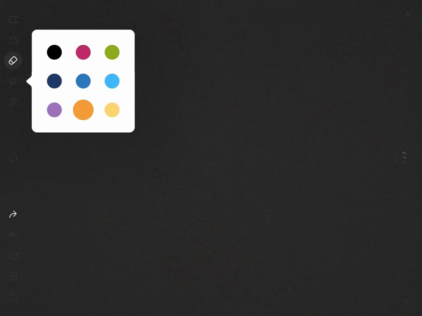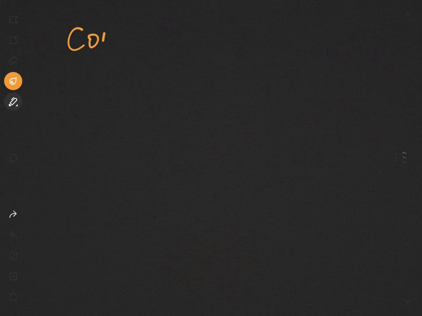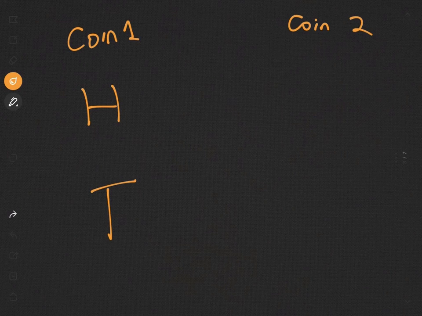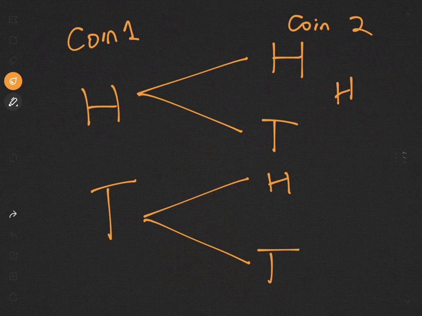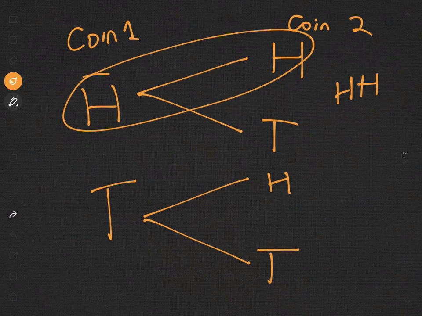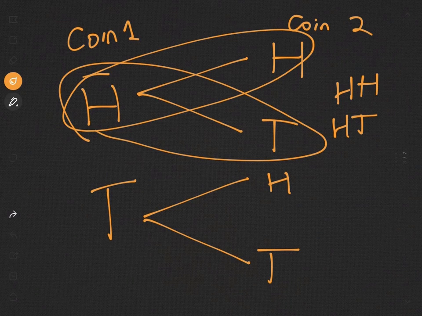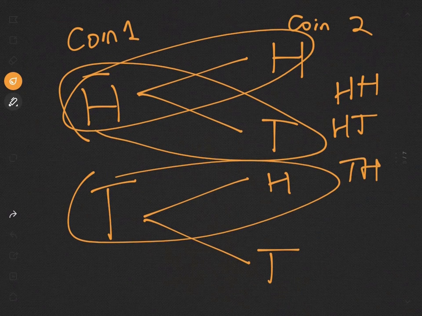So this is the first coin, that's a P, not what I was intending to write. This is coin 1, coin 2. Coin 1 can either be heads or tails. And from each of these, the second toss can also be heads or tails. Again, heads or tails. So this means that our 4 options are heads heads, heads tails, tails heads, and tails tails.